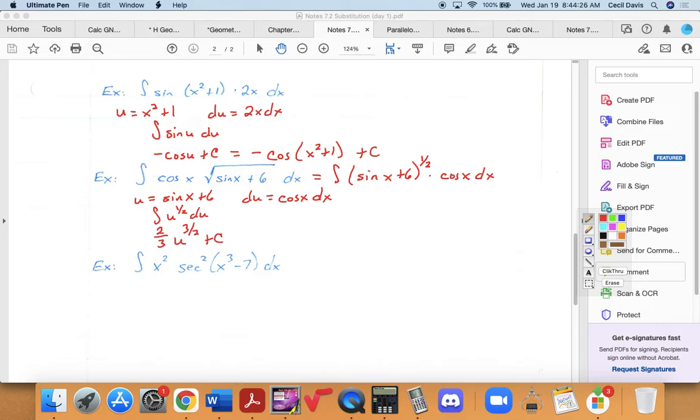And from here, it's just like, when you borrow something from somebody, you return it in the condition that it was given to you. Theoretically. Or better, is the idea at least. So this is 2/3 times sine of x plus 6 to the 3/2 plus c. And as always, if you have the time, take the derivative of this, making sure you use the chain rule, and it should be the original integrand. If it's not, you've got it wrong.